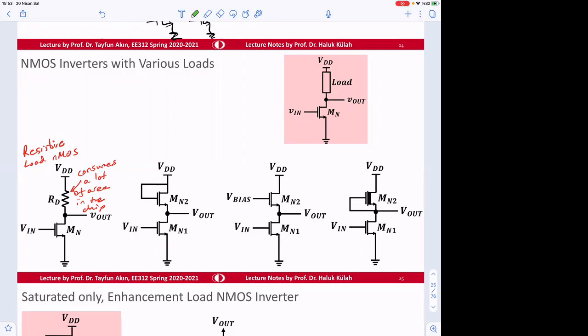This type is called saturated only enhancement load NMOS approach. Why saturated only? Because this transistor is going to be in SAT always.